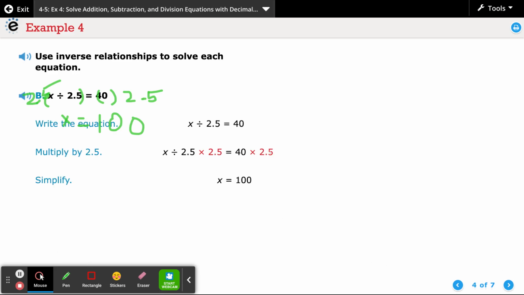Again, the way they do it is not that it's wrong. We just don't want you to do it all along one line. We want to see this work.